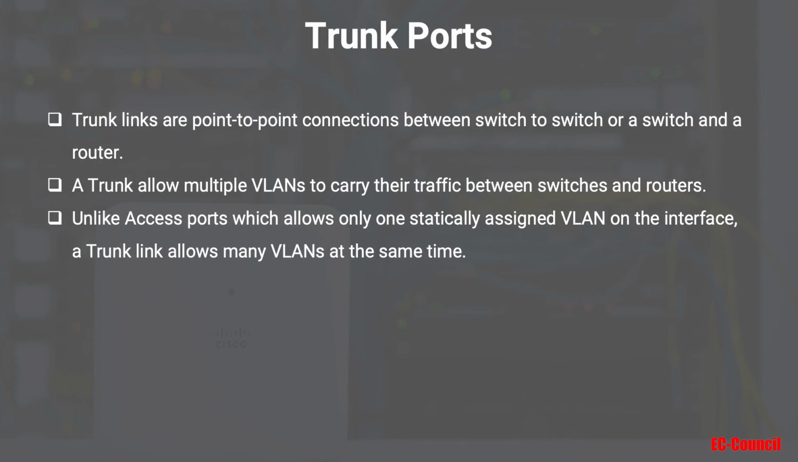In the previous video, we discussed VLANs and we mostly discussed access ports. Apart from access ports, there are also trunk ports or trunk links. So what exactly is a trunk link? A trunk link is a point-to-point connection between a switch and a switch, or a switch and a router. Just an FYI, the connection between a switch and a switch or a switch and a router is known as a trunk. Unlike an access port, a trunk allows you to transport multiple VLANs simultaneously.